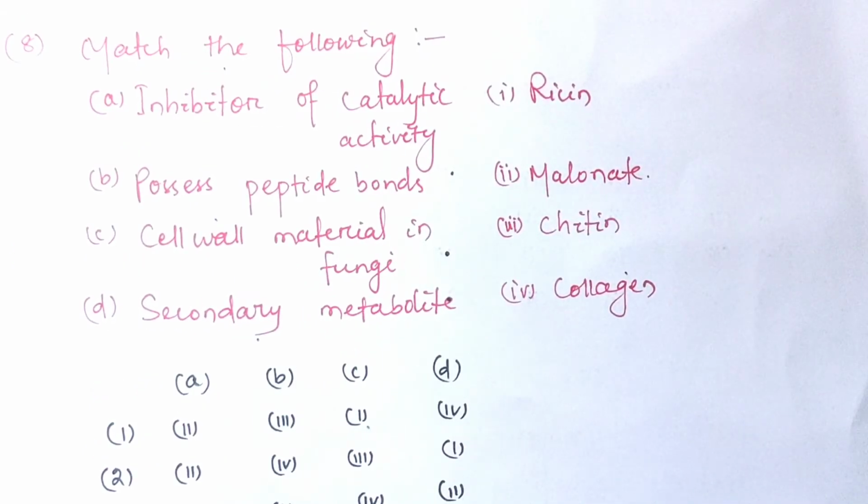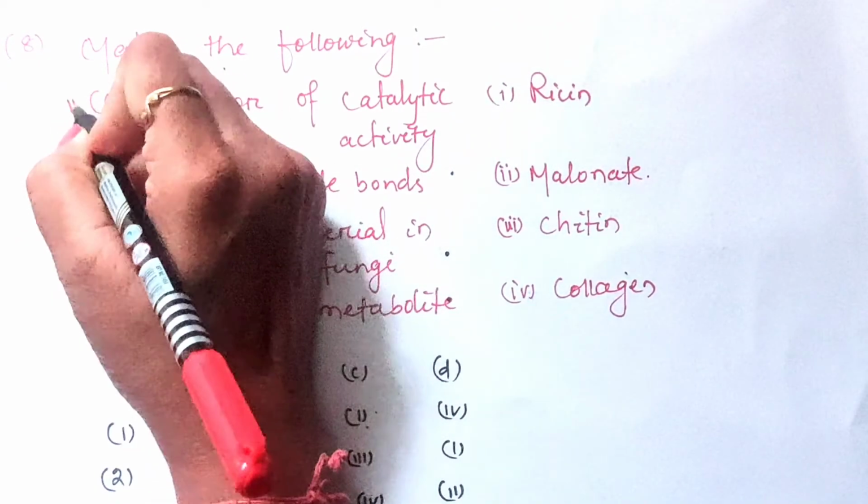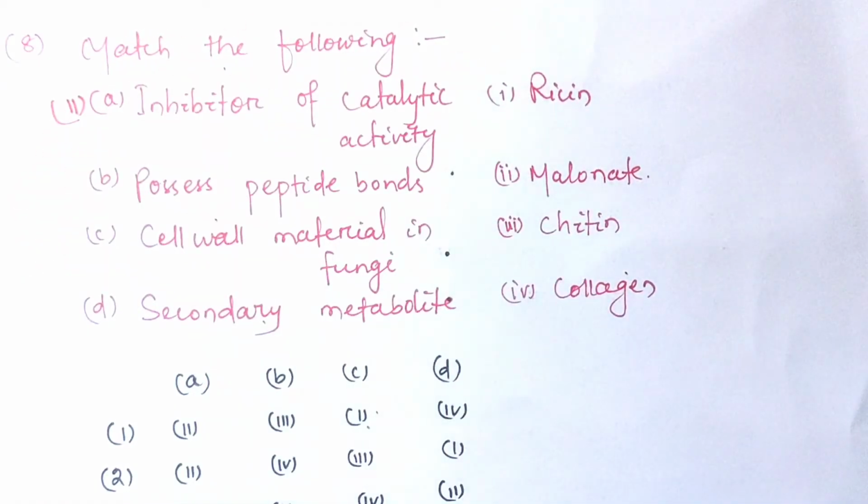Then question number 8. Match the following. First is inhibitor of catalytic activity. The correct option is option 2 malonate. Malonate is a 3-carbon dicarboxylic acid. It is also known as competitive inhibitor of succinate dehydrogenase in respiration. So it is the inhibitor of catalytic activity as the respiration is a catalytic property.